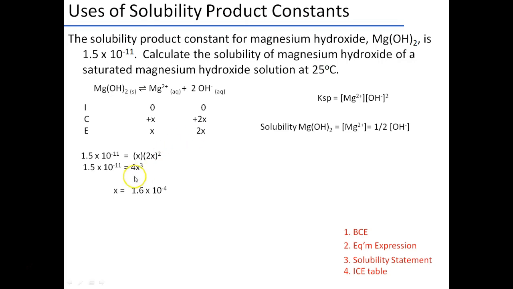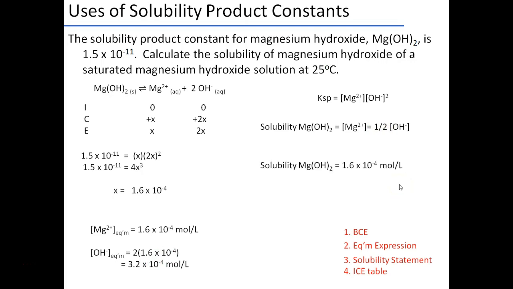I can then take those and substitute them into my equilibrium expression. So X would be substituted in for the concentration of magnesium ions, 2X for the concentration of hydroxide ions. We do our math, we get our X value. So now I know my concentration of magnesium ions at equilibrium, and I know the concentration of the hydroxide ions. And if I use this in relation to my solubility statement, I can get the solubility of the magnesium hydroxide.